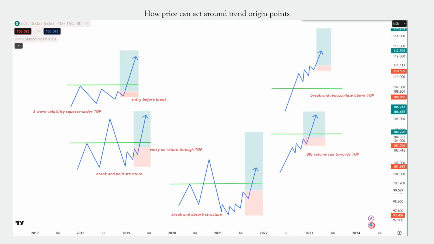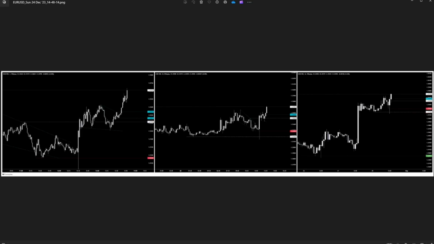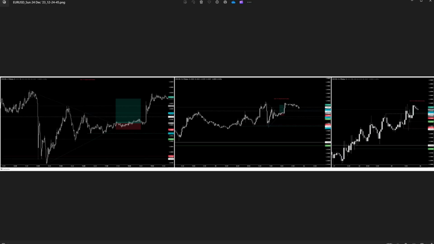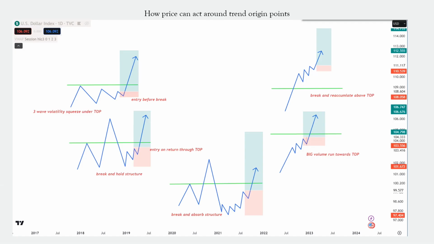Through backtesting around 3,000 trend origin point trades on the FX Replay backtesting tool and also screenshot cataloging those trades, there's a few possible scenarios price can act out around a trend origin point. I'll go through each of them in detail with a corresponding example from a screenshot catalog in a separate video, so do stay tuned for that.